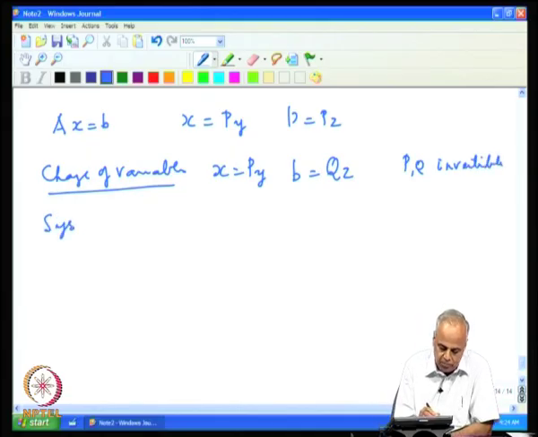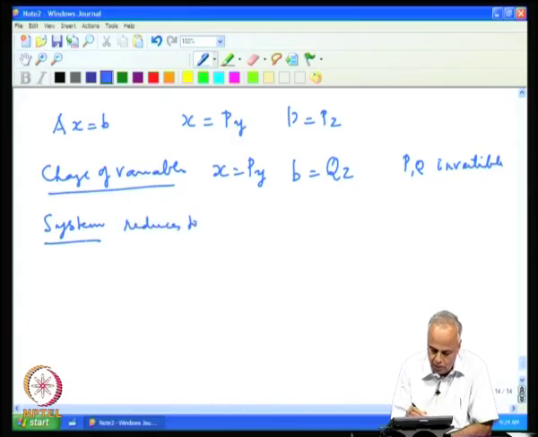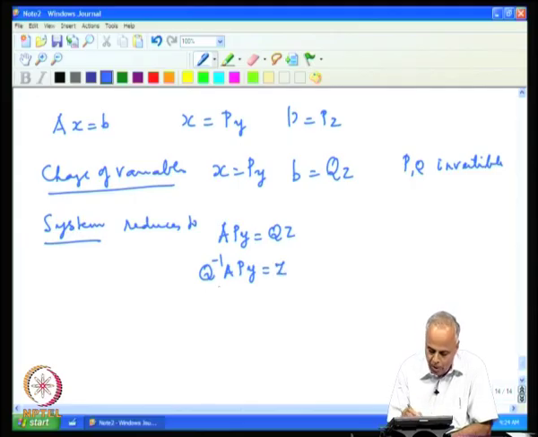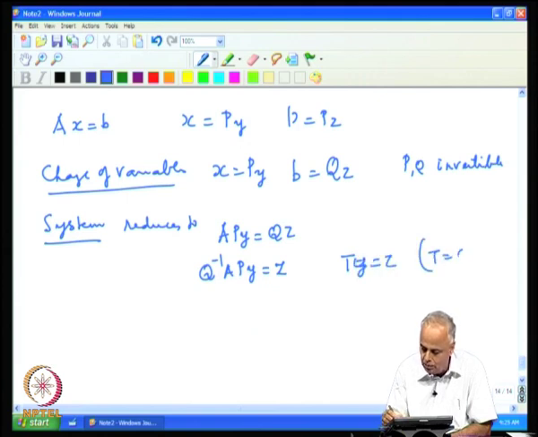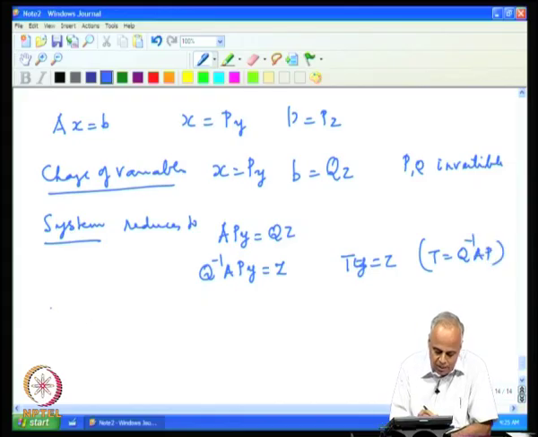Then the system reduces to A P y equal to Q z, or Q inverse A P y equal to z. So, if we now call Q inverse A P as T, this becomes T y equal to z, where T equals Q inverse A P. Now, we can ask, can we make T diagonal?